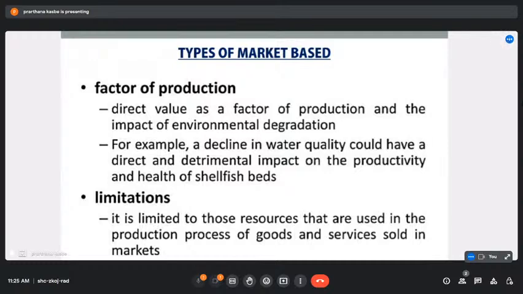the direct value as a factor of production and the impact of environmental degradation.